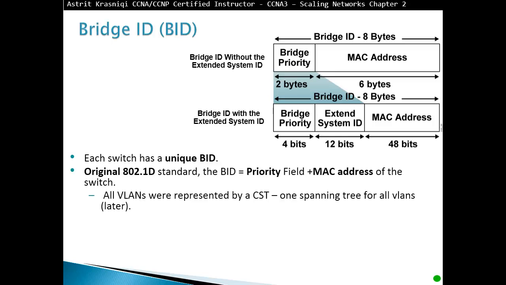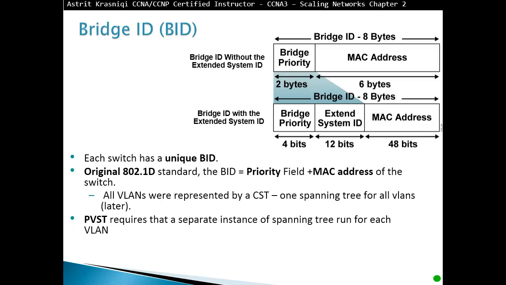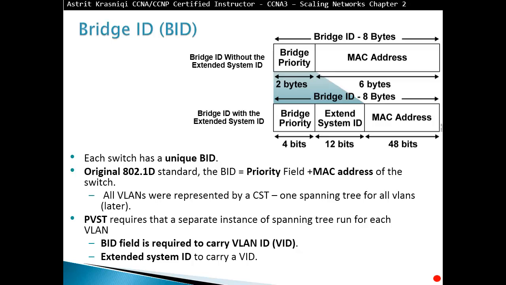In the original 802.1D standard, the bridge ID was the priority field plus the switch MAC address. All VLANs were represented by a common spanning tree, one spanning tree for all VLANs. Per-VLAN spanning tree requires a separate instance of the spanning tree for each VLAN. So for that reason, we have to add the extended system ID.